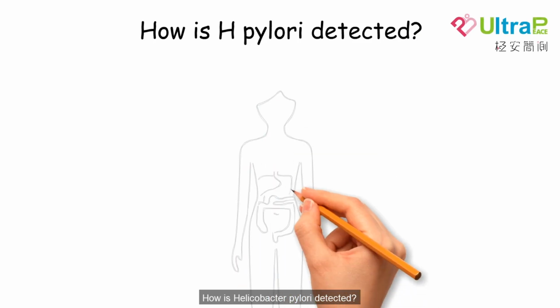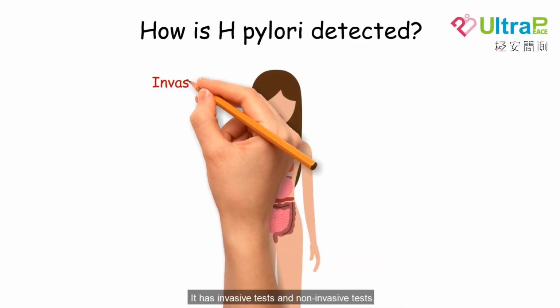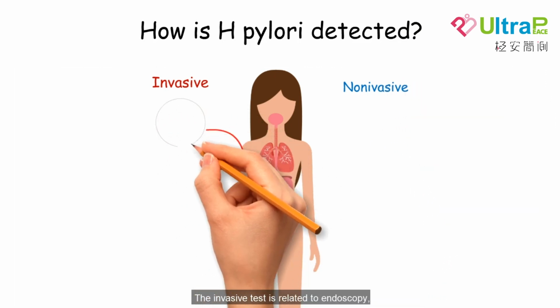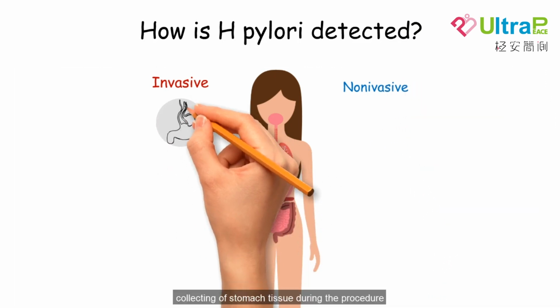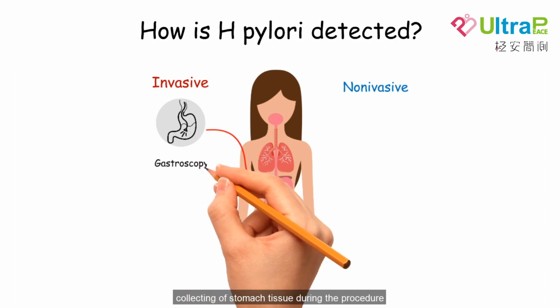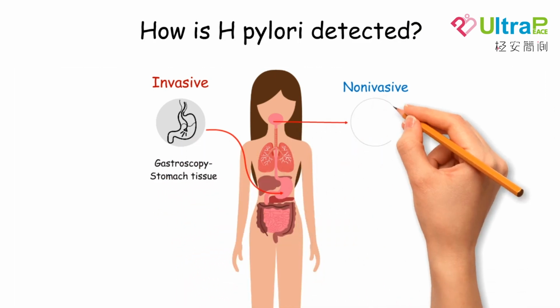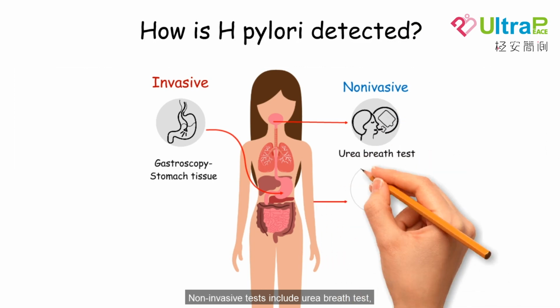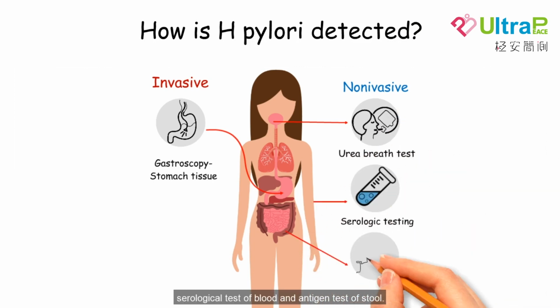How is Helicobacter pylori detected? It has invasive tests and non-invasive tests. The invasive test is related to endoscopy, collecting stomach tissue during the procedure to test for H. pylori. Non-invasive tests include the urea breath test, serological test of blood, and antigen test of stool.